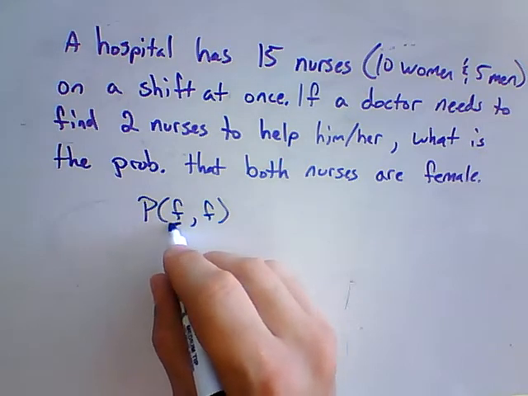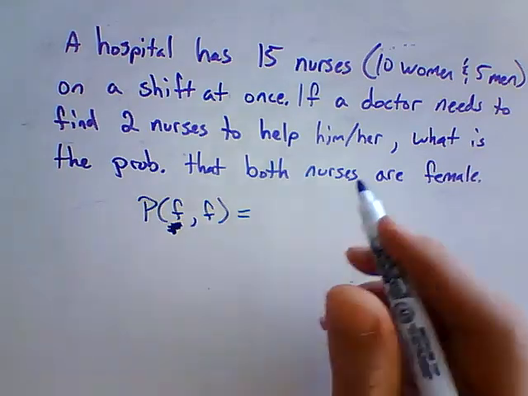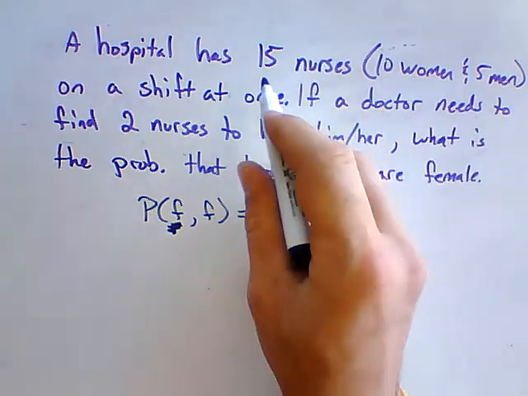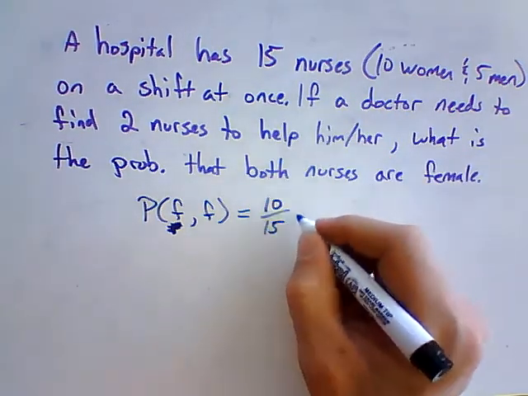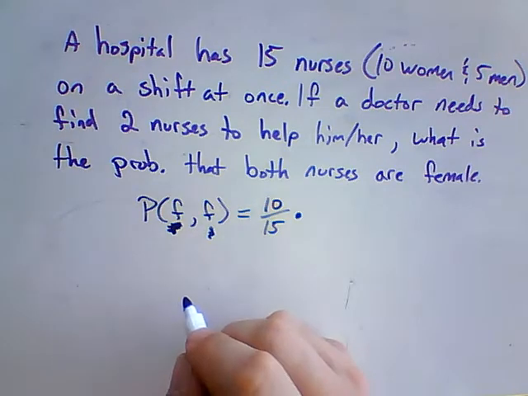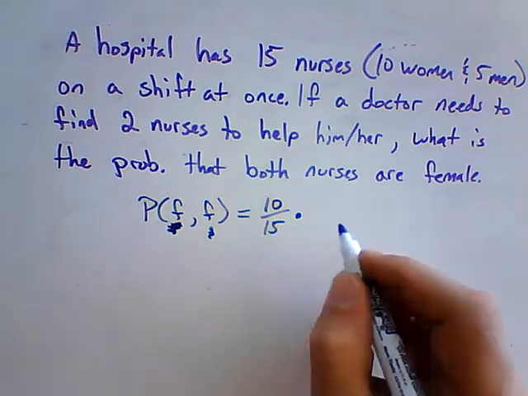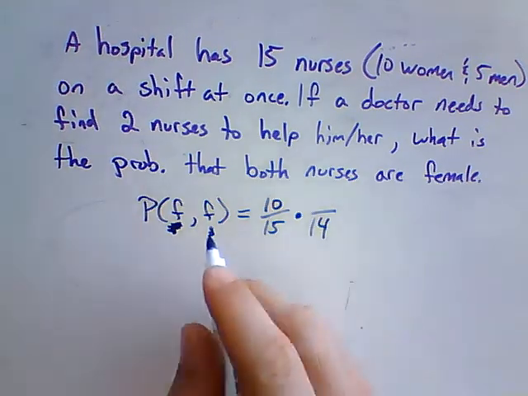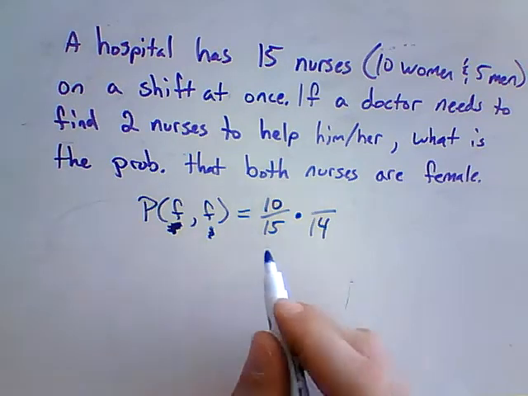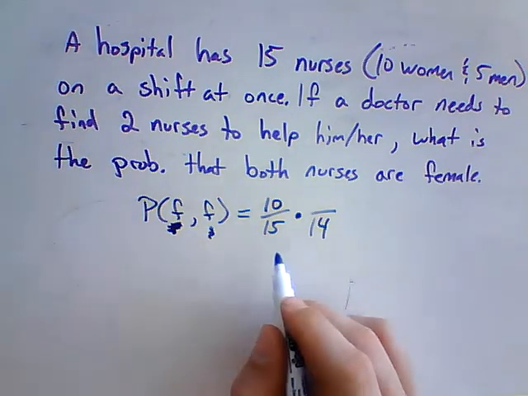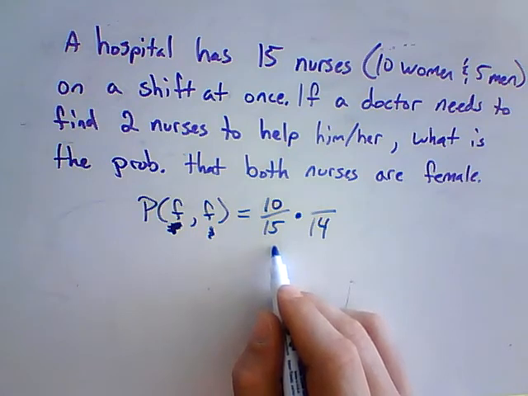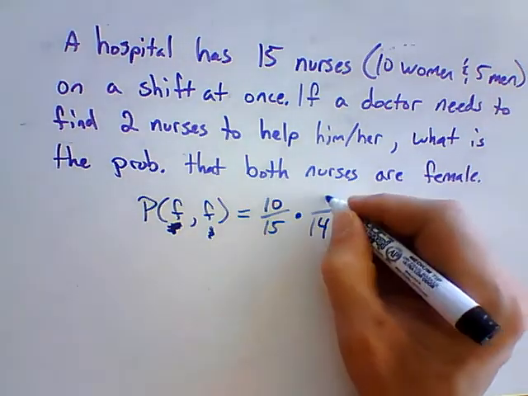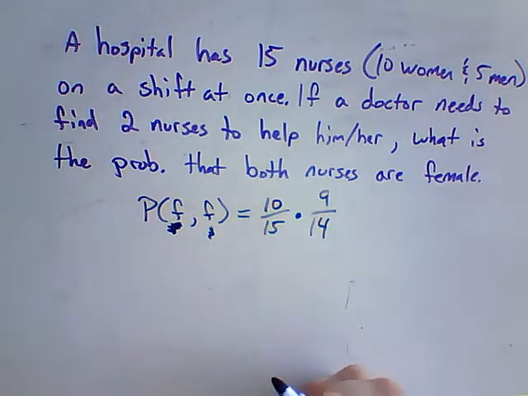The first time he goes to get a nurse, it's 10 out of 15 because there's 10 female nurses there and there's 15 total nurses. Now, when he goes to get the second nurse, there's only 14 nurses left because he's already grabbed one. Or she's already grabbed one. And there's only 9 female nurses because in order to have both of them be female, the first one had to be successful. In order to win twice, you have to win once first. So that's only 9.